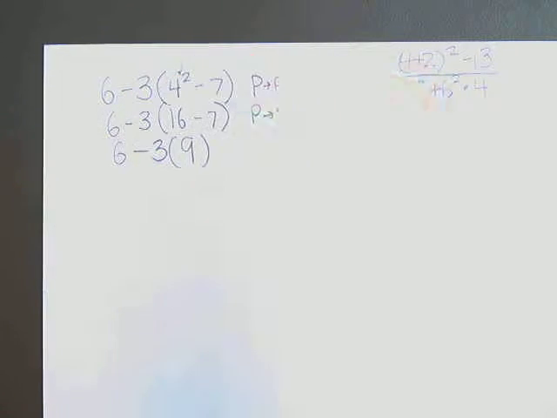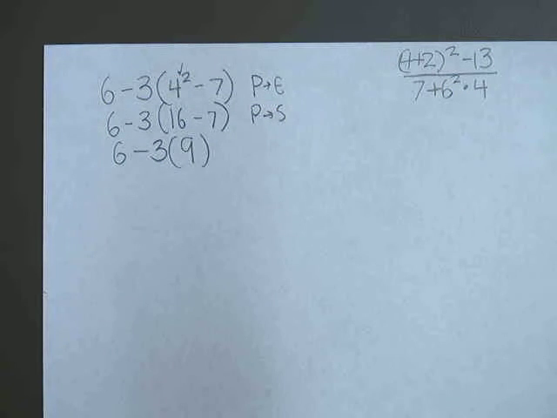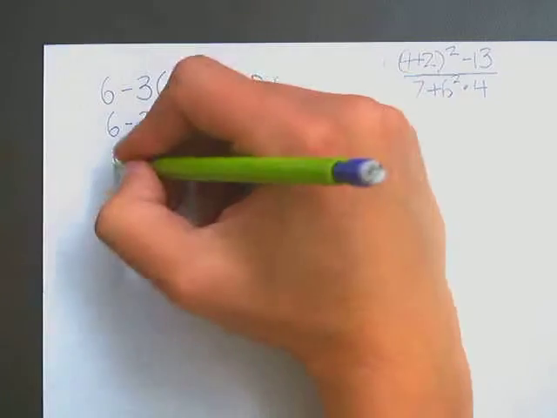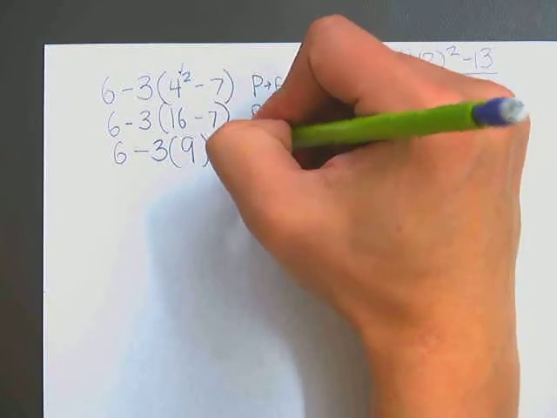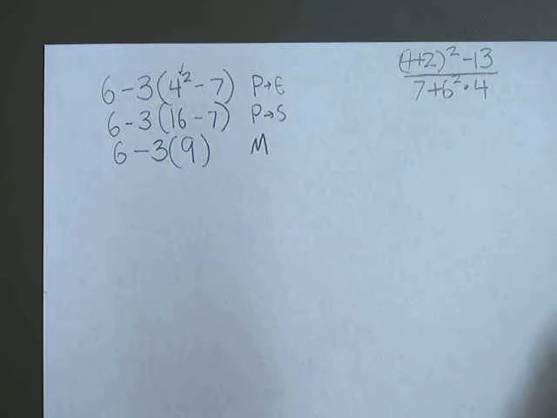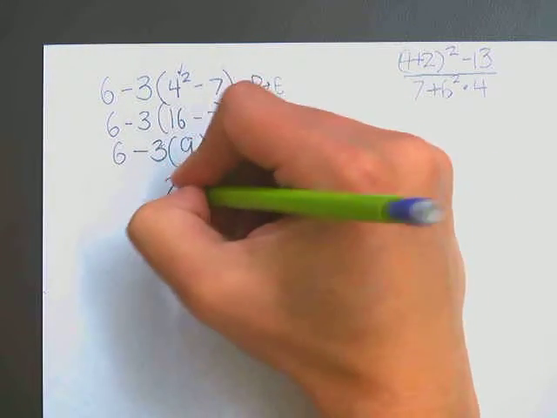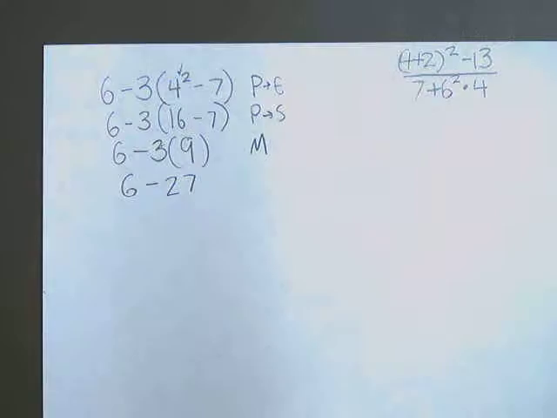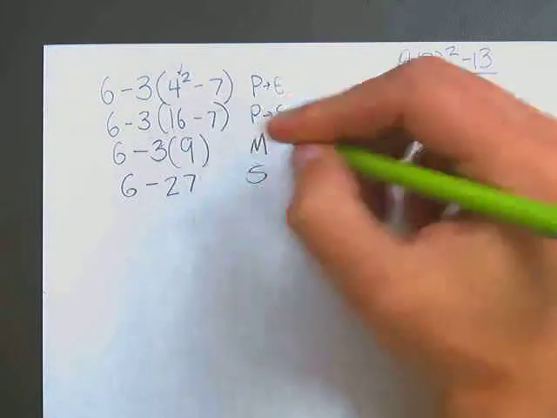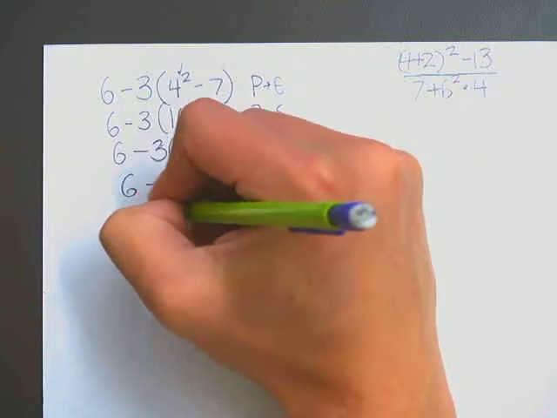3, and still that. Now we have to do the multiplication first. It's very tempting to do 6 minus 3, but that is not the case here. So we have to multiply these two. 3 times 9 is 27. And now we can do the subtraction step, and 6 minus 27 is negative 21.